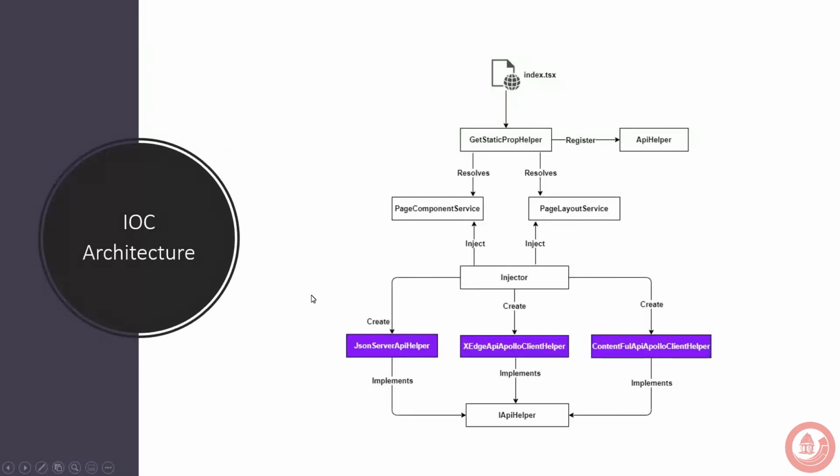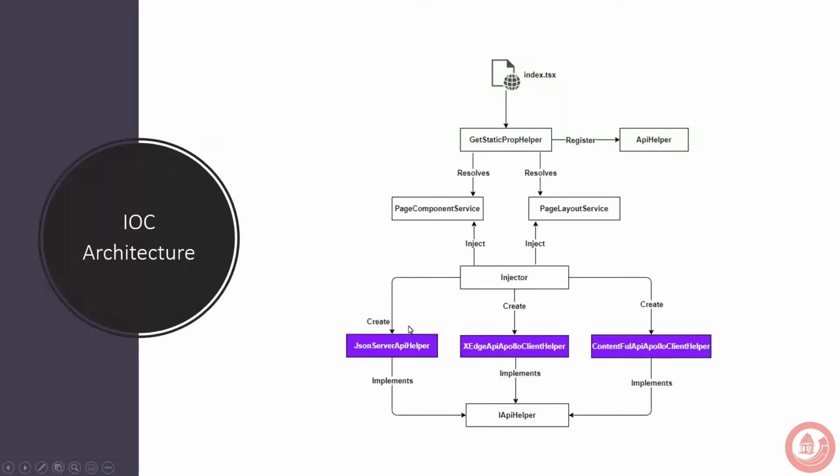So in this diagram, what I needed is actually an IAPI helper interface. It is an interface which has all the methods to go to a CMS and get data. For example, we want to get the menu, we want to get the banner, we want to get the blogs. So all those methods are part of the API helper. And then we have different implementations of IAPI helper: Contentful implementation, Experience Edge implementation, JSON server implementation.